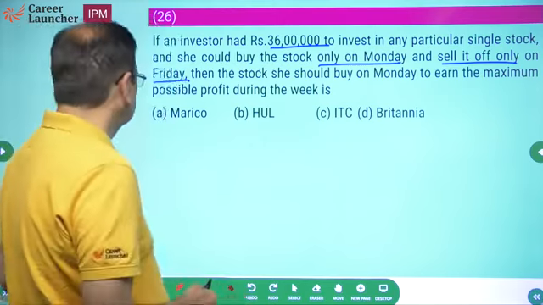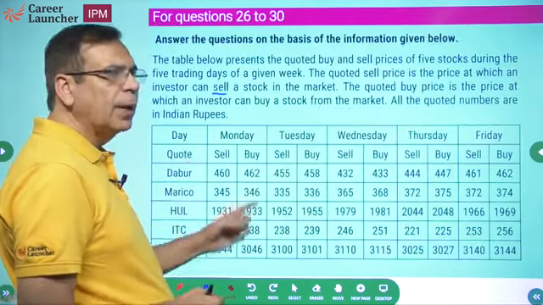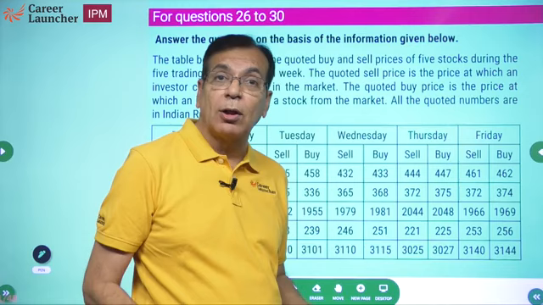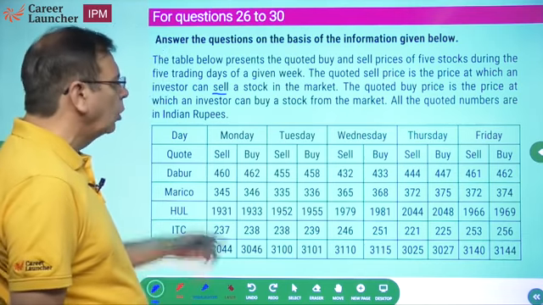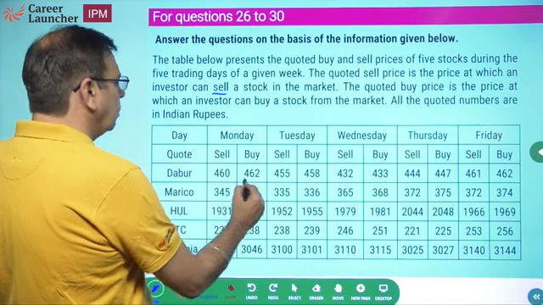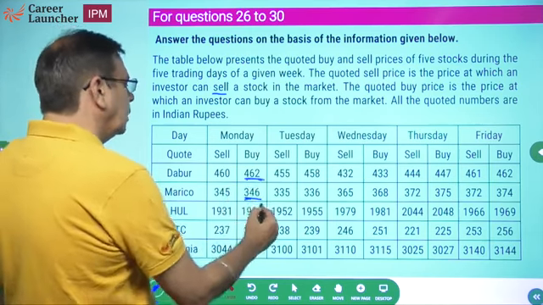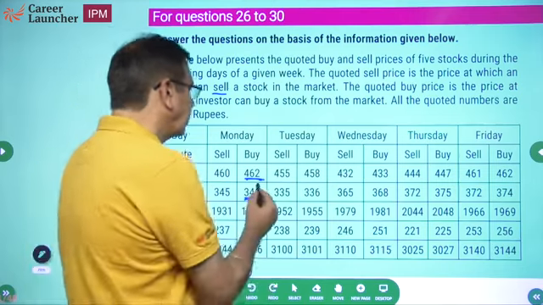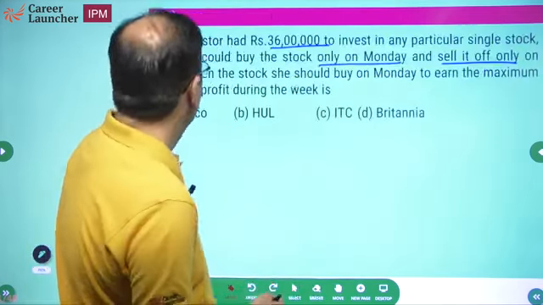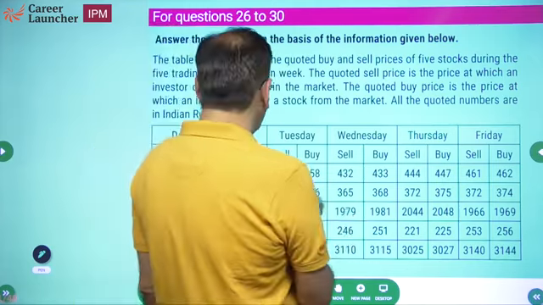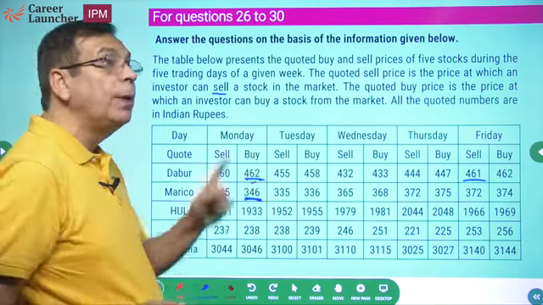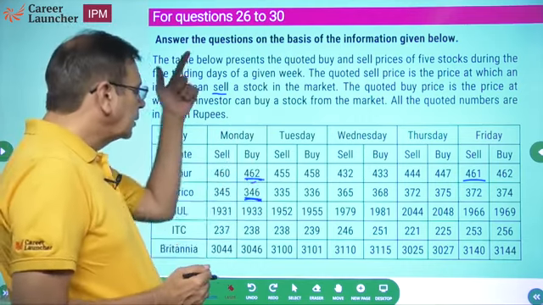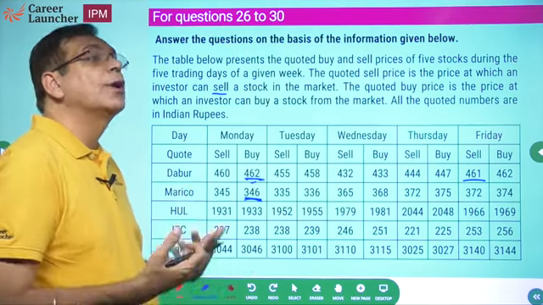Okay, so maximum profit during the week. Let's look at if the selling price or the buying price was same. If the buying price was same on Monday for all of them, you could have just looked at the difference in the price. But the problem is you have a difference of the selling price or buying price also. For example, if you buy Dabur, the number of shares you will get is higher. When is she selling? Selling on Friday. So 462 she buys, let's say Dabur, and she sells on 461 on Friday. She will have a loss of 1 rupee per share. How many shares has she bought? 36 lakh divided by 460. So number of shares is also important.